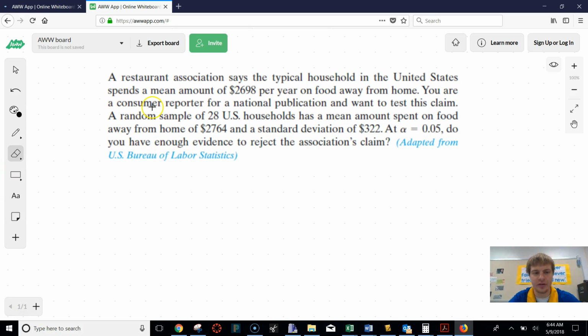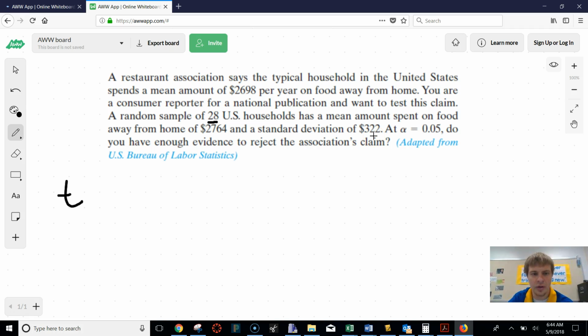Okay, so we're going to take this one. And again, I know this is a t-distribution because of the fact that it's 28 households, and 28 is less than 30. So we're going to run a t-test again. And then we're going to read through our information. They said the mean amount is this. And the consumer report wants to test the claim that the mean is now this, and we have a standard deviation of this.